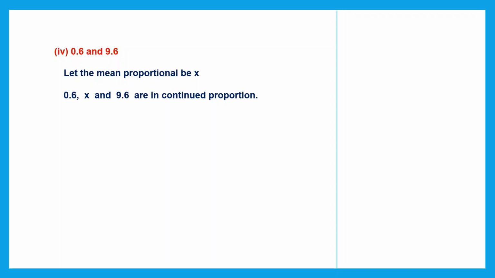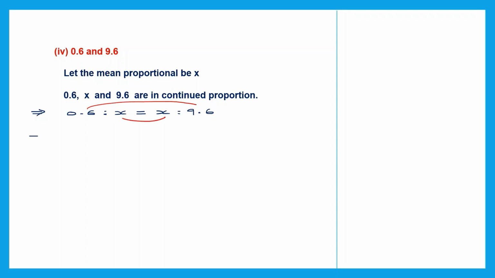Question 4. Here we have 0.6 and 9.6. So let's begin by saying, let the mean proportional be x, then 0.6, x and 9.6 are in continued proportion. So what does that mean? That means 0.6 is to x, the ratio here is in proportion with x is to 9.6. Now here the product of extremes, let's use that formula. Product of extremes is equal to product of means.